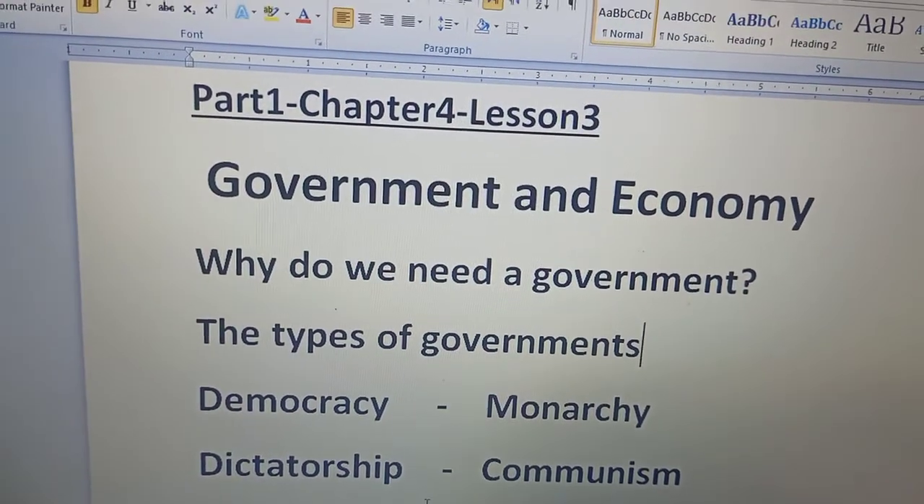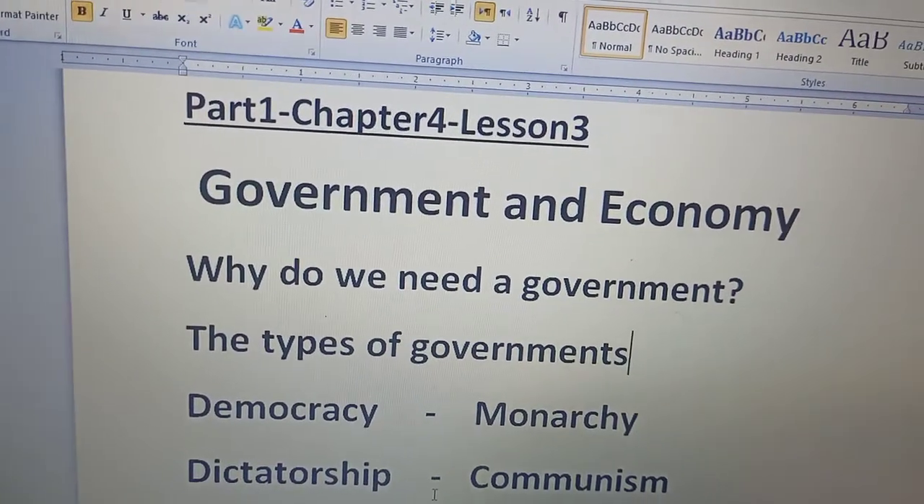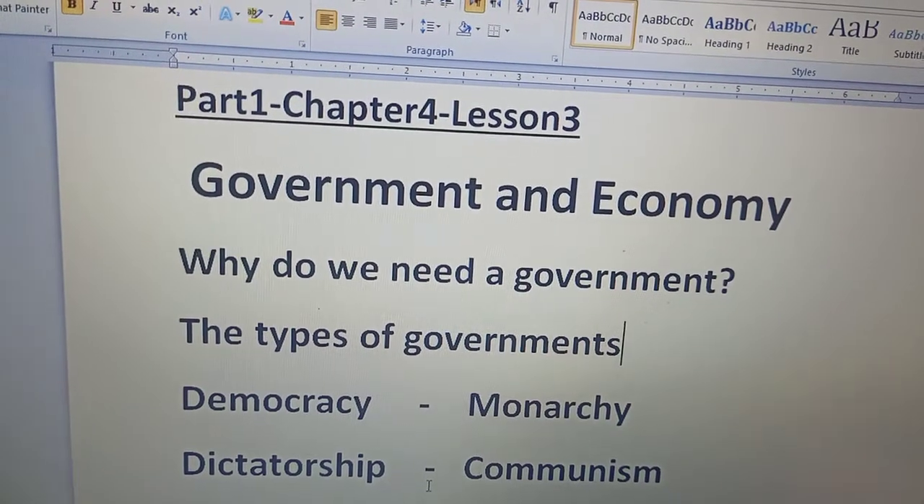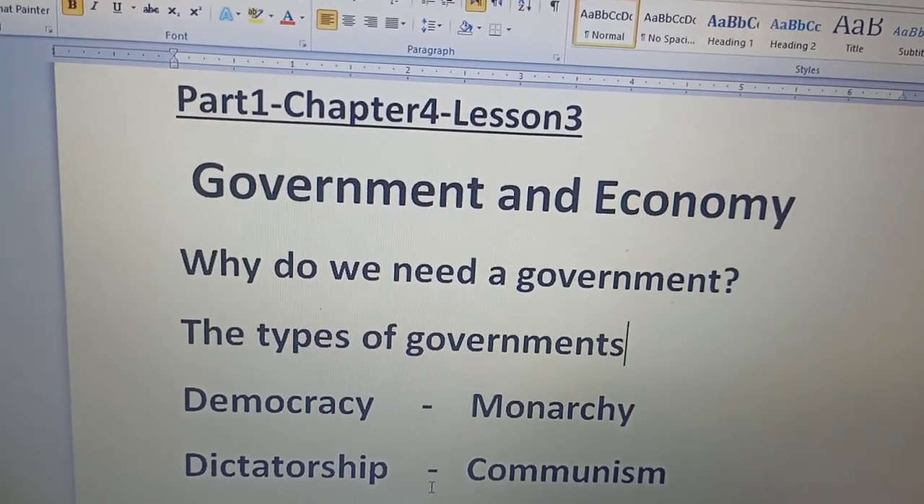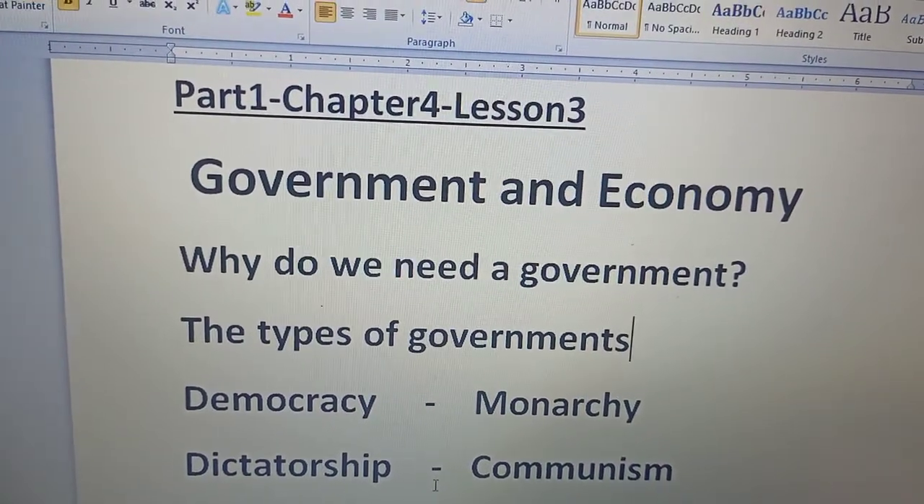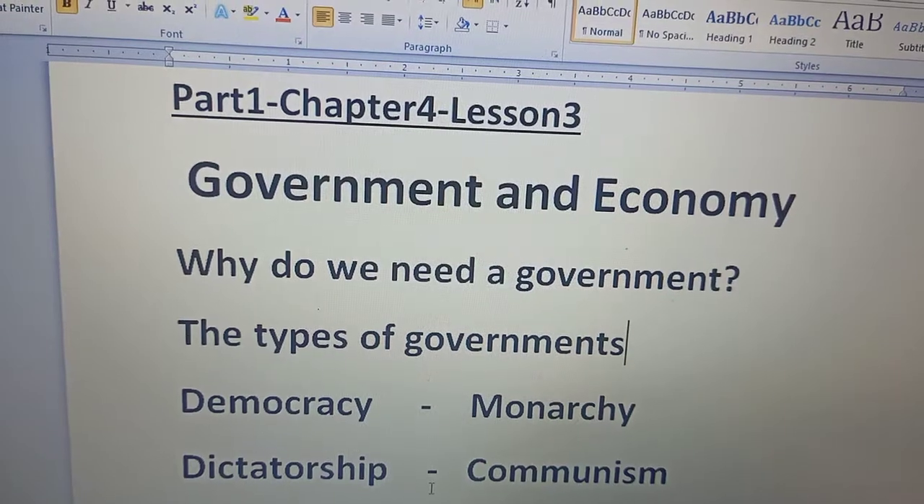Try to say, why do we need a government? We need governments because governments make laws, regulate business and trade, and provide aid to people or help people.